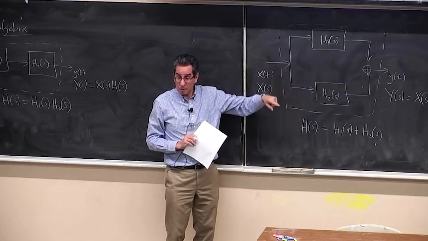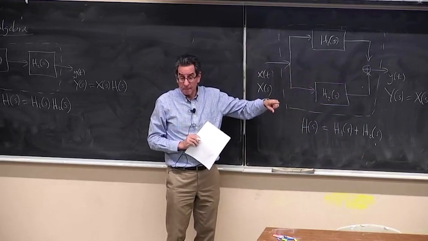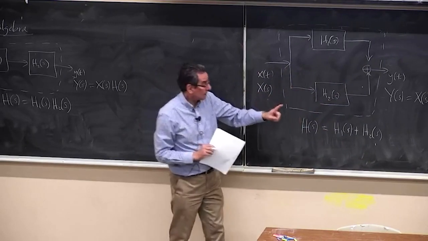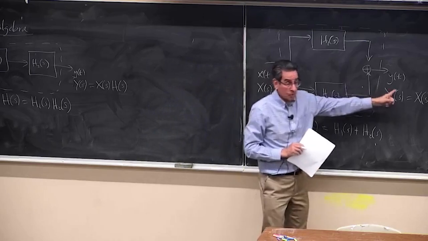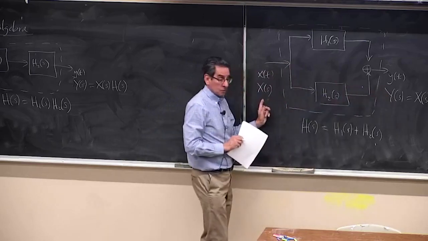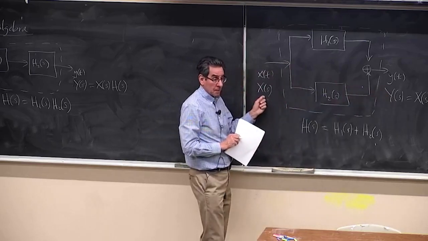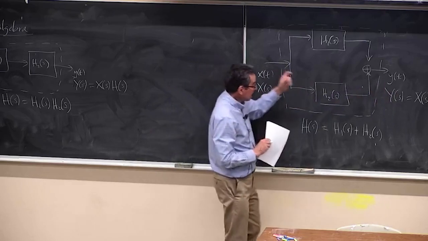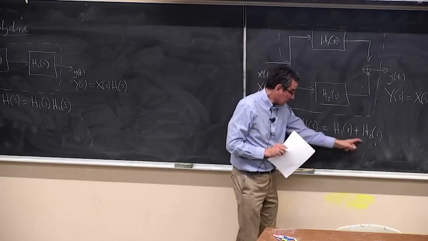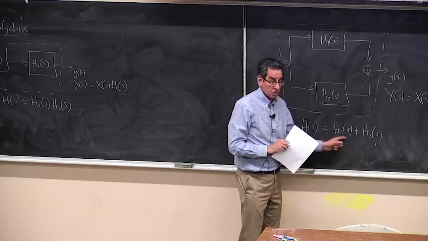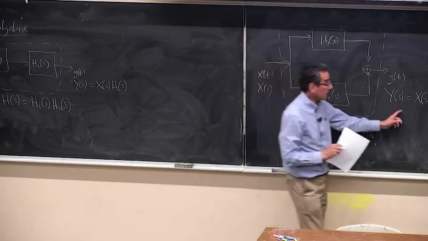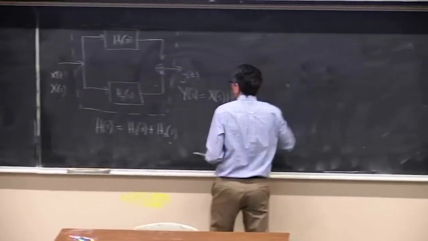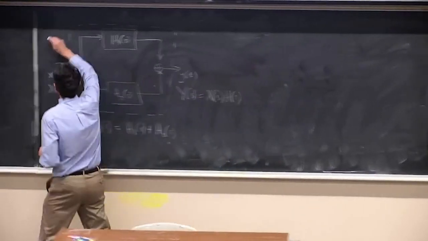we saw that when you're doing convolution, the resulting region of convergence at the output is going to be the intersection of the region of convergence of x(t) and the region of convergence of the impulse response of the system. Okay, so you have to take that into account. Okay, so this is our parallel concatenation.